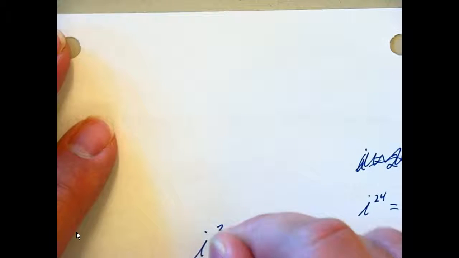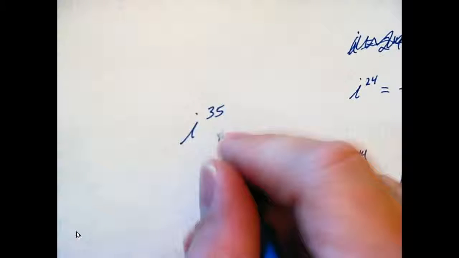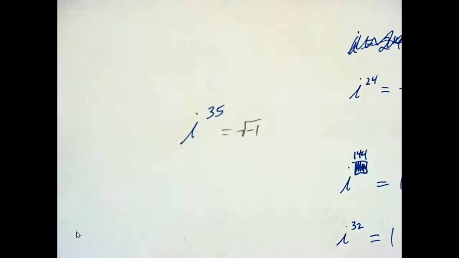Okay, here's the tougher one. What is I to the 35th? You guys come up with the answer and your reason for it, please. Okay, time's up. Who knows it? I'm going to use pencil because it could be right or wrong. I should be doing that more often. Yes? Root negative 1. How many agree? How many disagree? How many have no idea?